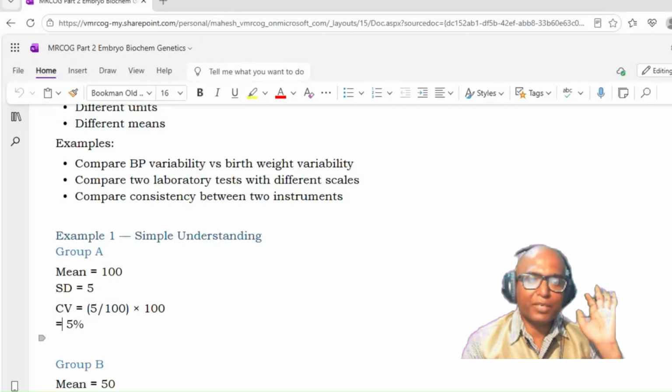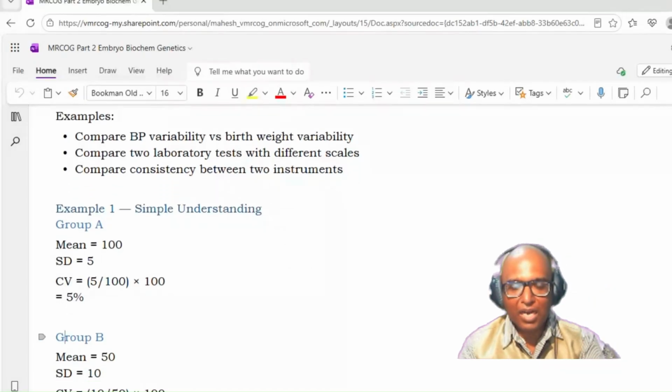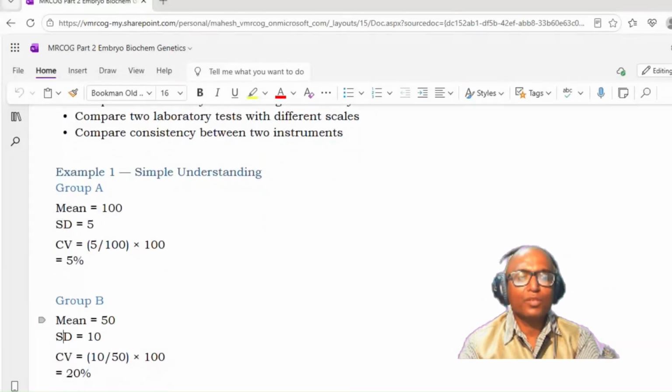So remember this particular formula. They may ask you the calculation. It is the standard deviation divided by mean multiplied by 100. SD upon mean multiplied by 100. Now the second group, where the mean is 50 and the standard deviation is 10. So these are the two data sets. Group A where the mean is 100, the standard deviation is 5 and the coefficient of variation has come to 5%.